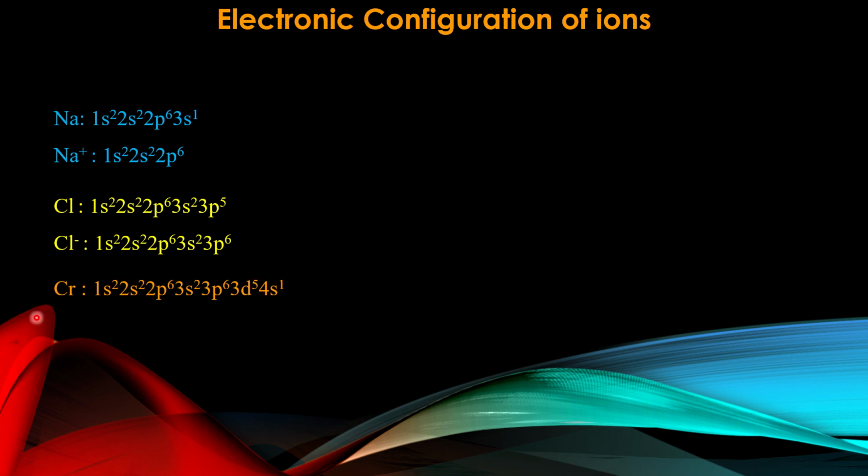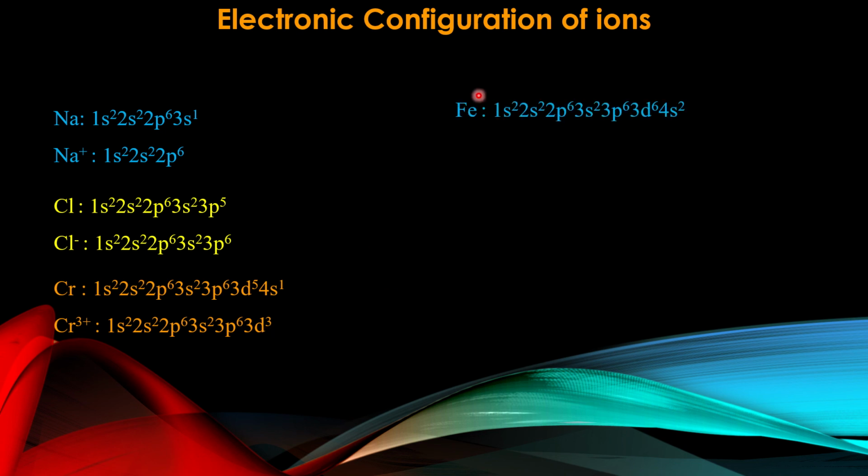But for the chromium ion Cr3+, that means a total of 3 electrons will be released. So the first electron will be released from the 4s orbital, and the second and third electrons will be released from the 3d orbital. So it will be 1s2, 2s2, 2p6, 3s2, 3p6, 3d3.